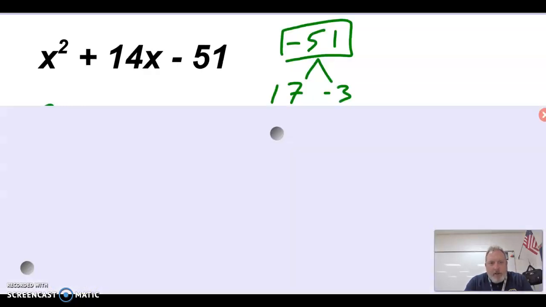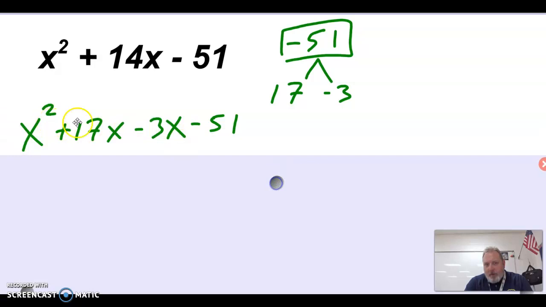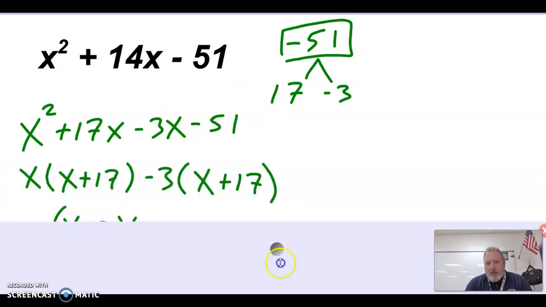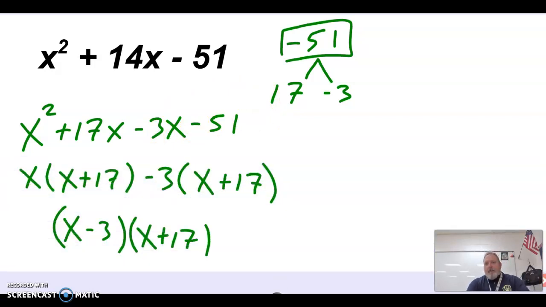And finally, a different example, but same idea. Lead coefficient of 1. So all of them today, lead coefficient of 1. 1 times negative 51 is negative 51. Two numbers that multiply to that number and add up to 14: 17 and negative 3. Rewrite that middle term. Look at the first two. What do they have in common? Same as the last three examples, they have an x in common. What do these two have in common? Negative 3. And so our factored answer, x minus 3, x plus 17.